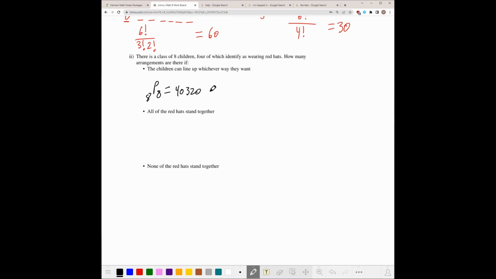Just barely. Okay, what if all the red hats have to stand together? Ooh. Now, keep in mind, just because they're all wearing the same hat doesn't mean they're the same person. So within our group, we're going to have to account for that.